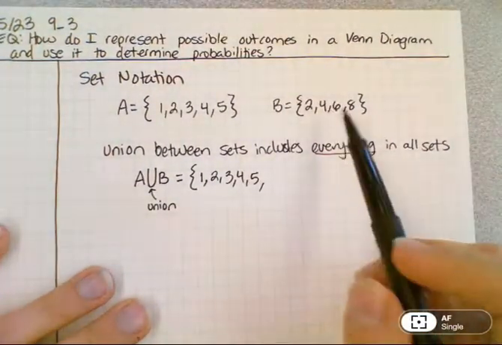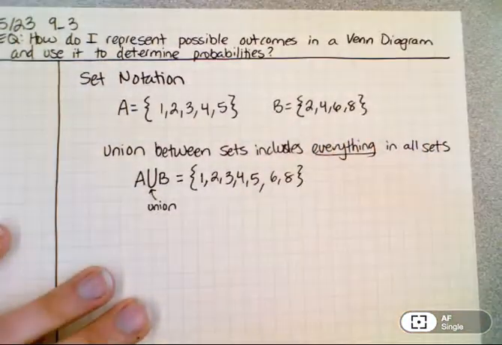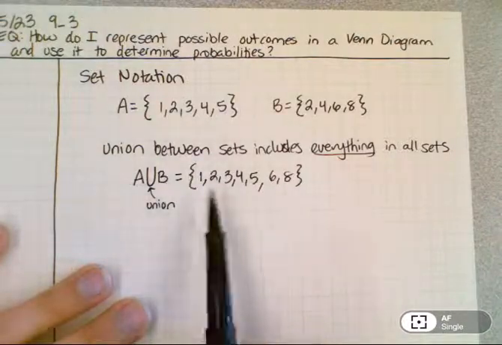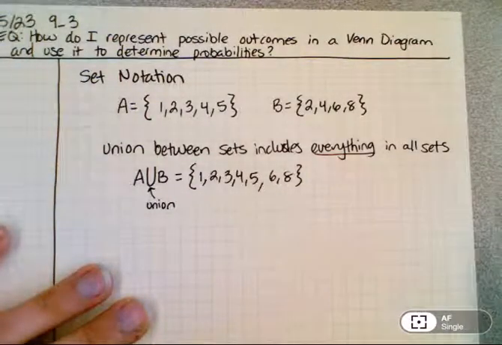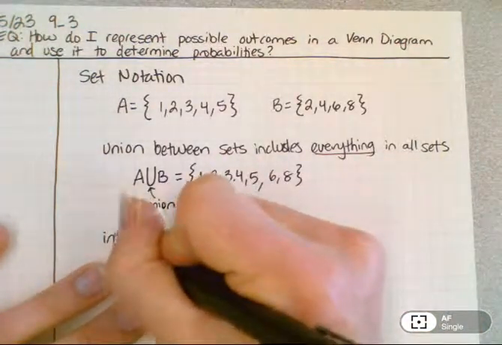1, 2, 3, 4, 5, and then we also have 6 and 8. So the union of A and B is everything in both sets. So easy enough, right? We also are going to talk today about intersection.